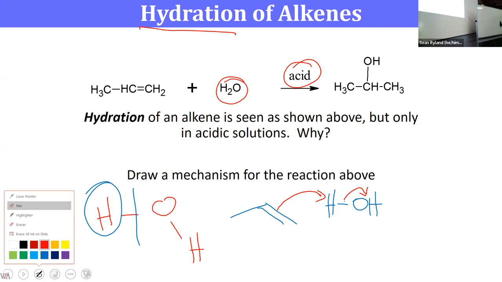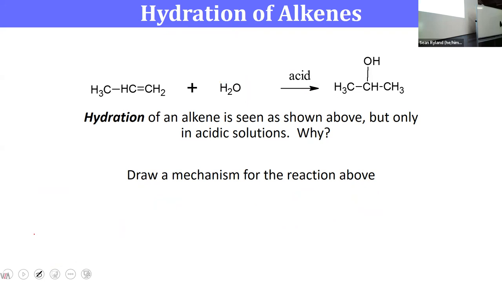Because if we actually look through this mechanism, I'm going to draw it as H3O+, as hydronium, because it doesn't really matter what our acid source is. We just need something to start this process. So if we draw our first step, we get our intermediate.